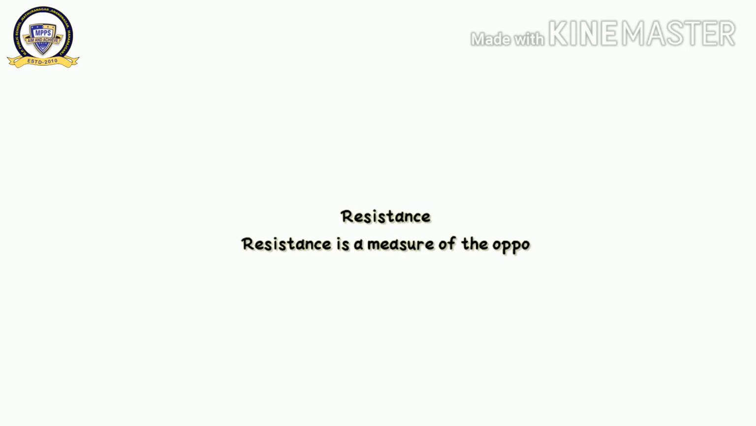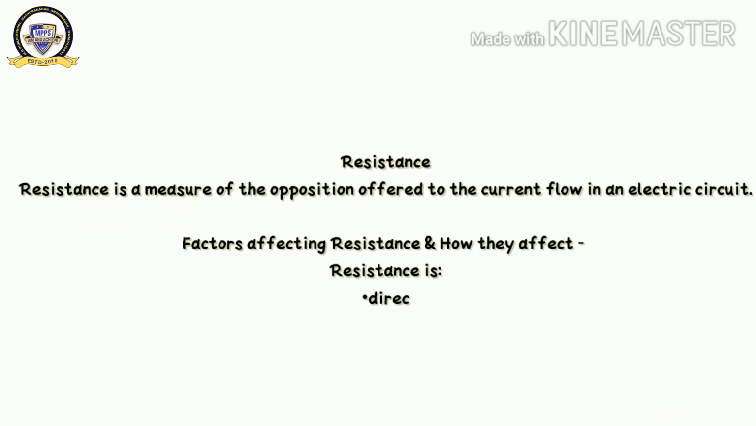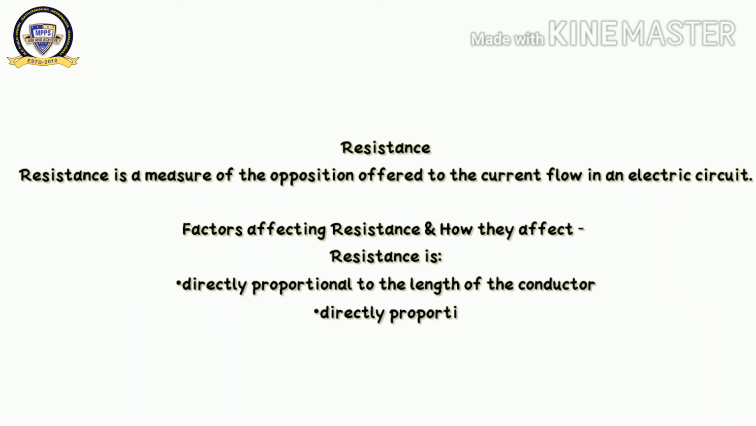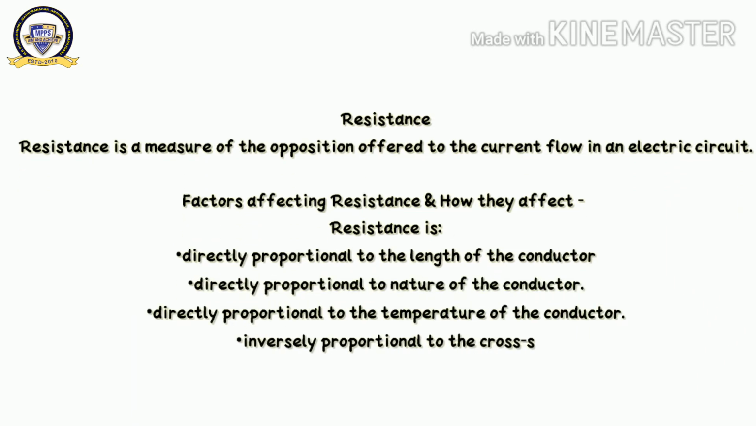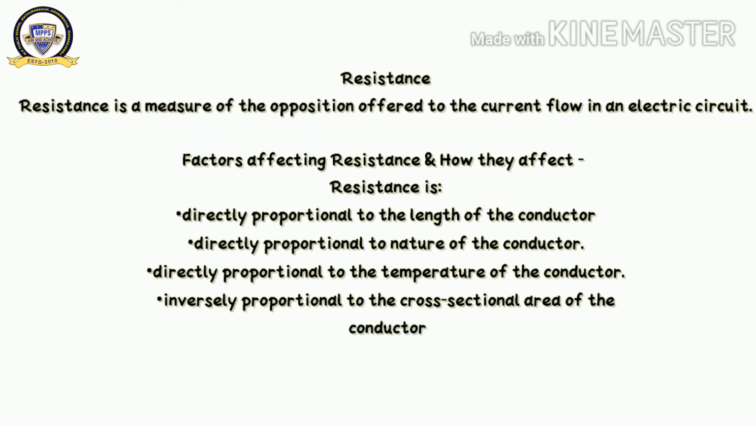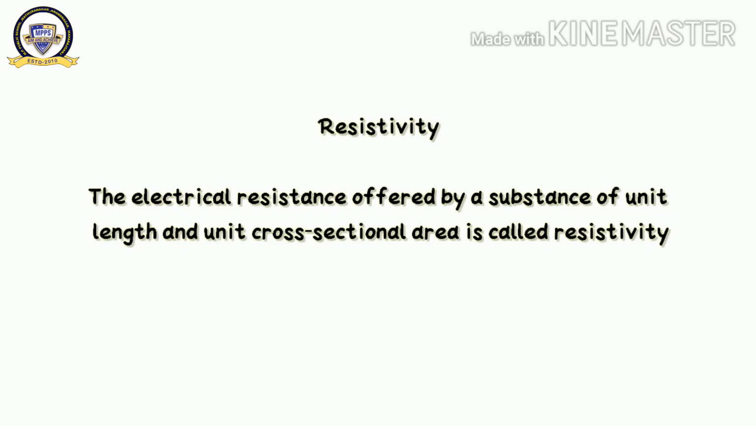Similarly, we can talk about external resistance or resistor. On the same basis, the resistance depends on the following factors. It is directly proportional to the length of the conductor. Similarly, it also depends on the nature of the conductor and temperature, and is inversely proportional to the cross-sectional area of the conductor.